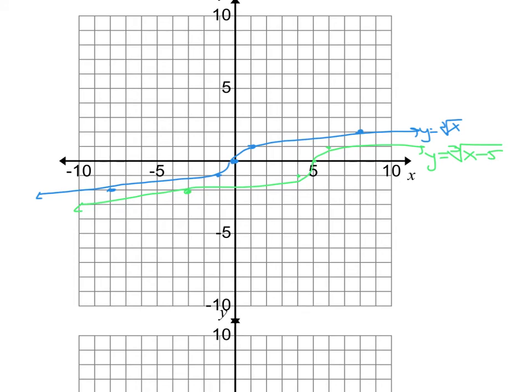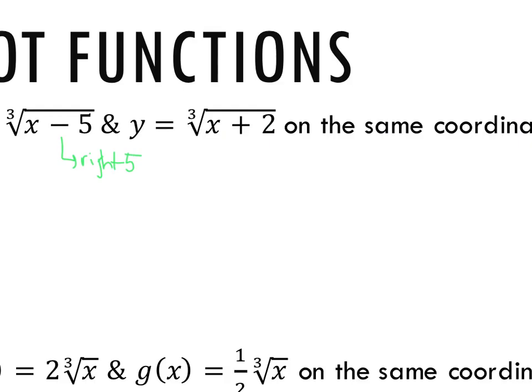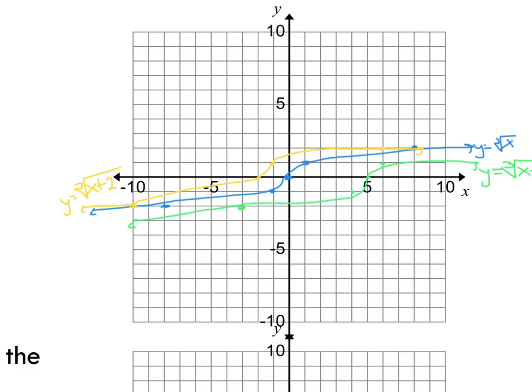Now let's do the other one. So remember, if I have the cube root of x plus 2, it's opposite of what we're thinking. So we're going to shift the function left 2. And there you go. There's our graph.